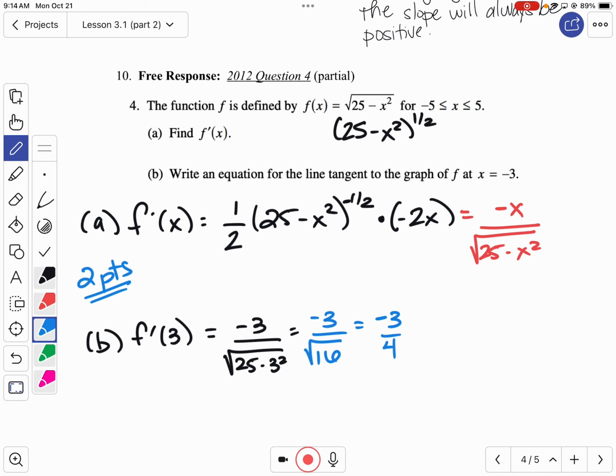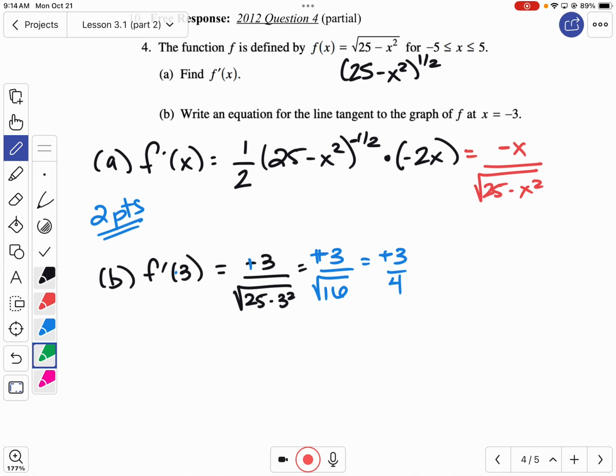Oh, is it at negative? It's at -3. Ignore me. That's going to be a plus, and a plus. Sorry. What's the other piece of information that I need for this? I need the point. Good. So the point we're going to plug back into the original function. So I need f at -3 as well, and f at -3 is just going to be the square root of 25 minus 9, or the square root of 16, which is 4.